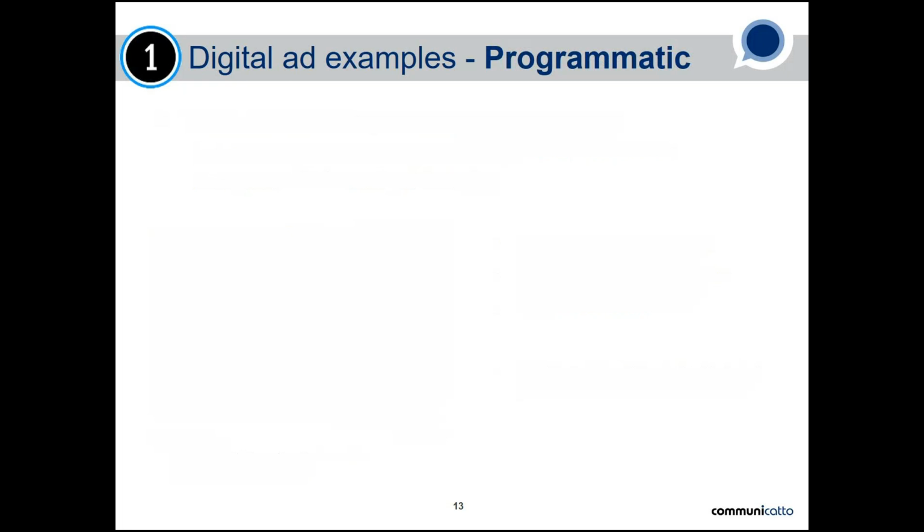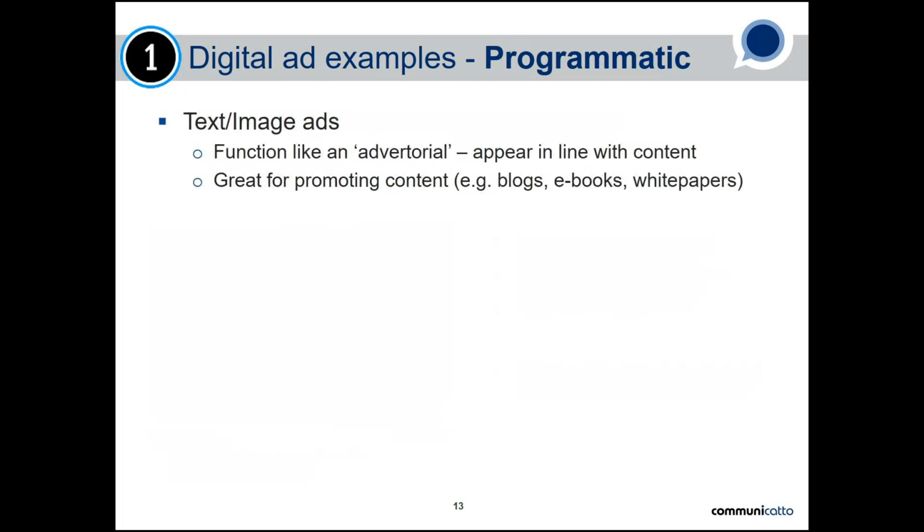Programmatic advertising. What is this? Well, again, it typically tends to be text or image ads. They function a lot like an advertorial, so it is going to be content that is embedded within other content. It's a bit sneakier. It is great for promoting ideas, blog posts, ebooks, white papers, things like that.